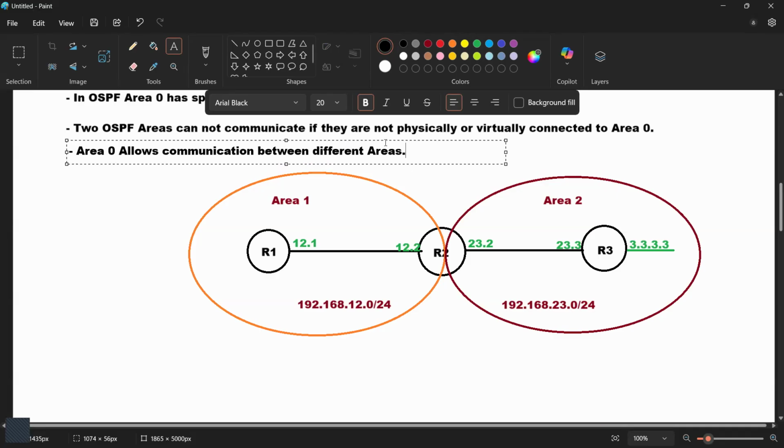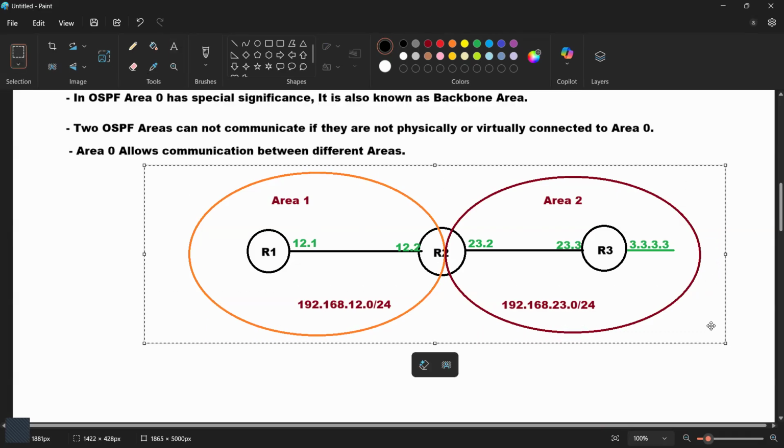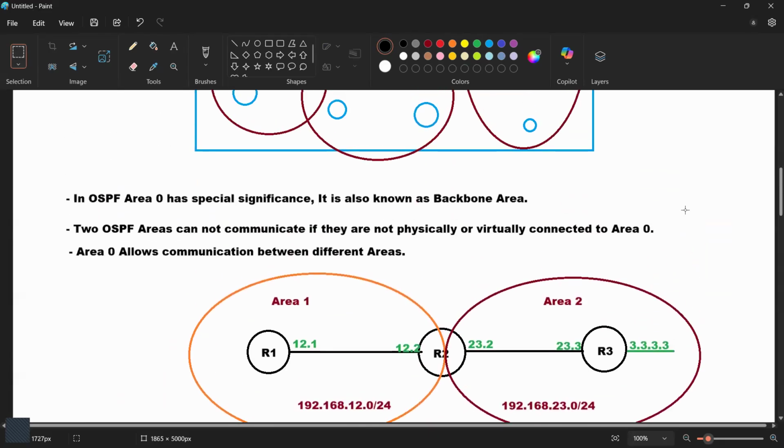Now, in the same scenario, note it down. Area: an area is a group of routers. What OSPF does is it divides a large autonomous system into smaller parts, which is known as an area. Why? For faster convergence.